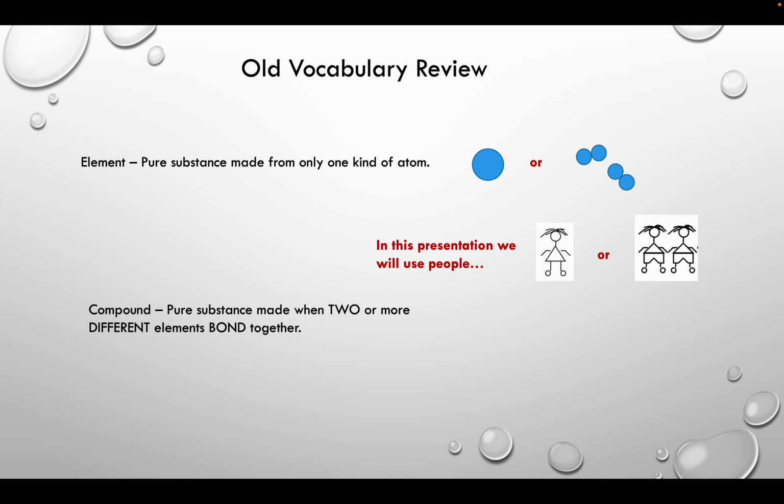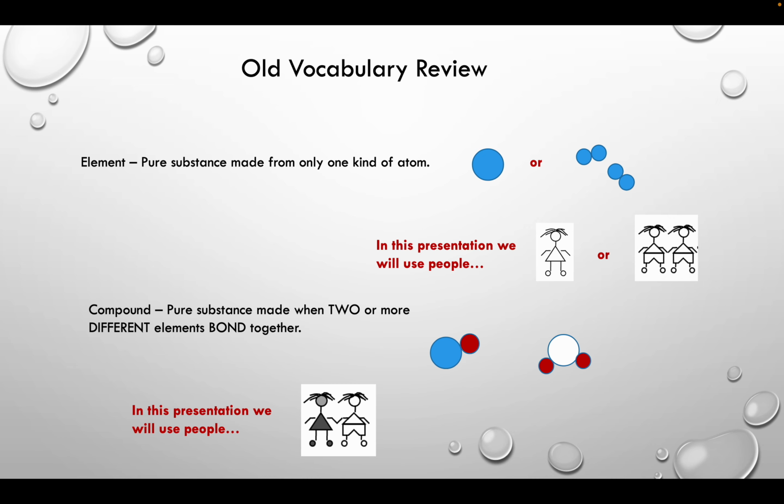A compound is different. A compound is made when two or more different elements bond together, right? In this video, we're going to show them holding hands to say that they have a bond, that they are stuck together. If we were talking chemistry, I would show you circles that were different and they were stuck together. They're chemically bonded. In this presentation, I'm going to have couples holding hands to show that they are bonded.